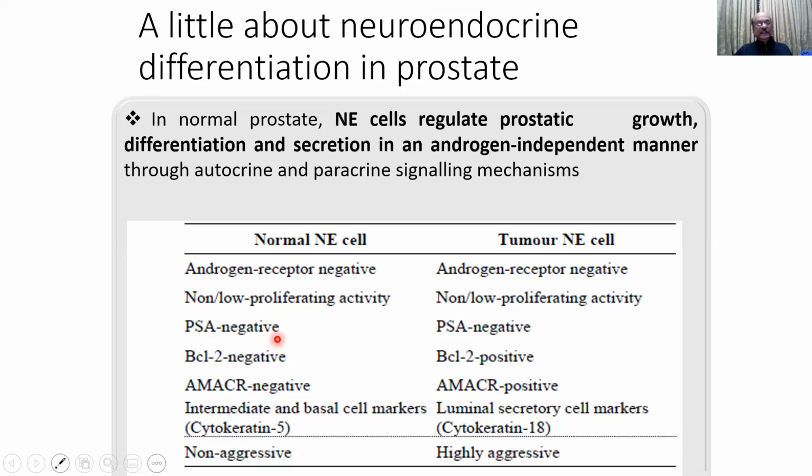Normal cells are PSA negative. The tumor cells are also PSA negative. The normal neuroendocrine cells are BCL2 negative, but the tumor neuroendocrine cells are BCL2 positive. They are AMACR negative, they are AMACR positive. Here cytokeratin 5 is positive, here cytokeratin 18 is positive. Here they are non-aggressive, but here they are highly aggressive.